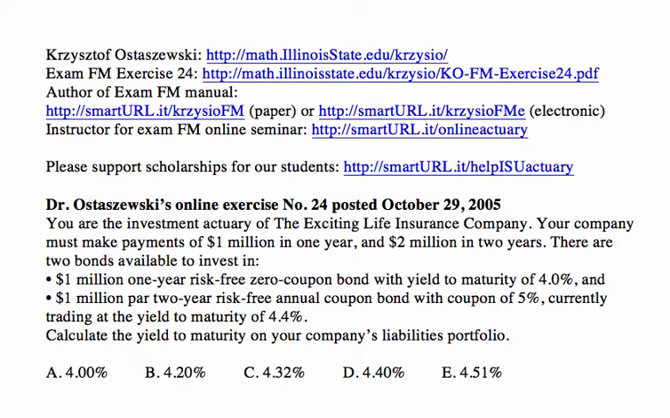And the other bond is a $1 million par, so the par amount of that bond is $1 million, 2-year risk-free annual coupon bond. The bond will pay an annual coupon of 5%. So it'll pay 5% of $1 million at the end of the first year and at the end of the second year, and then it will pay the par amount of $1 million at the end of 2 years. This bond is currently trading at the yield to maturity of 4.4%. Calculate the yield to maturity on your company's liabilities portfolio.